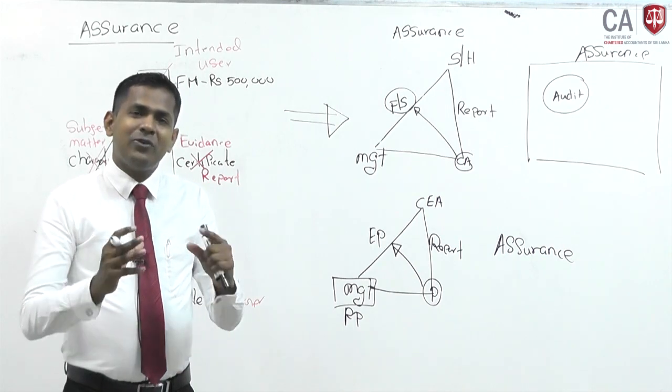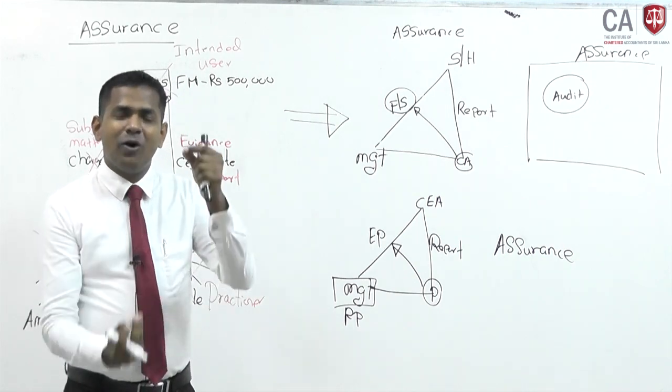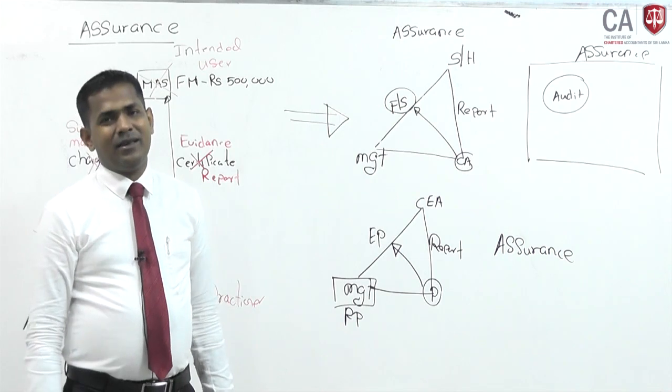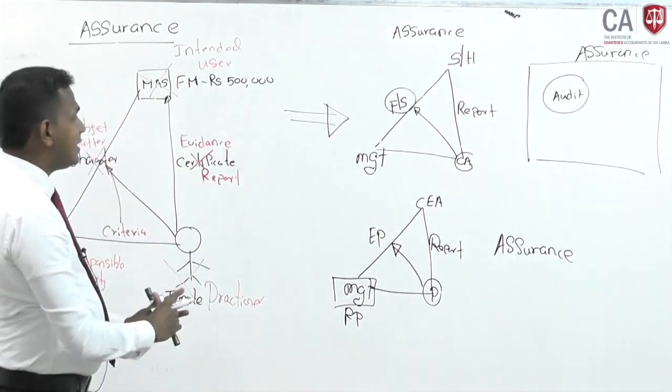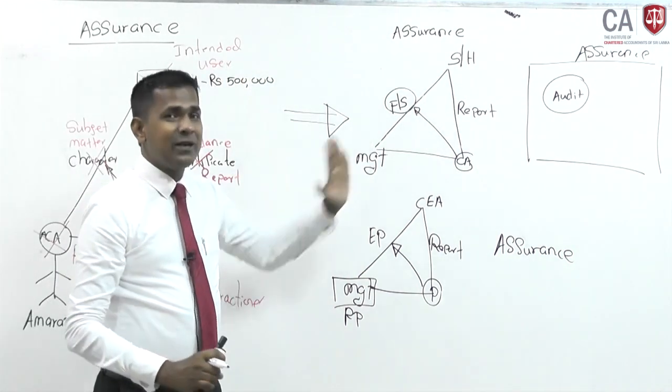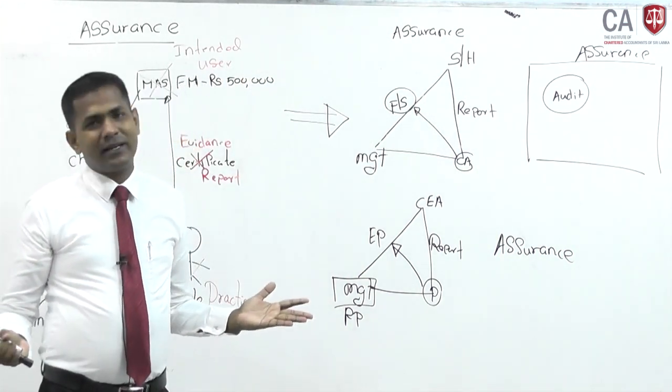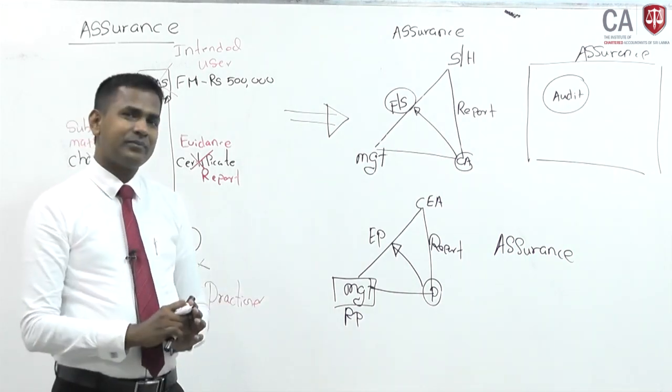Actually, when you say assurance, audit is part of assurance. So assurance means you can apply it for many things in this world, but when this diagram is applied to the financial statement reporting perspective, giving a reasonable assurance, that is called auditing.